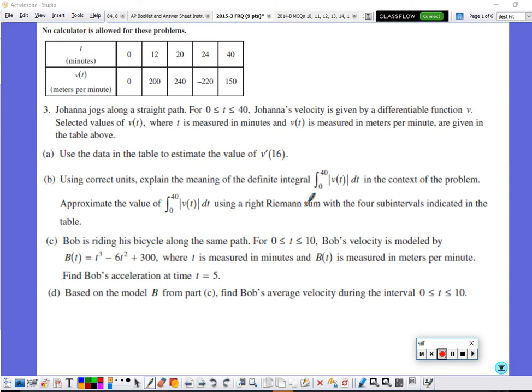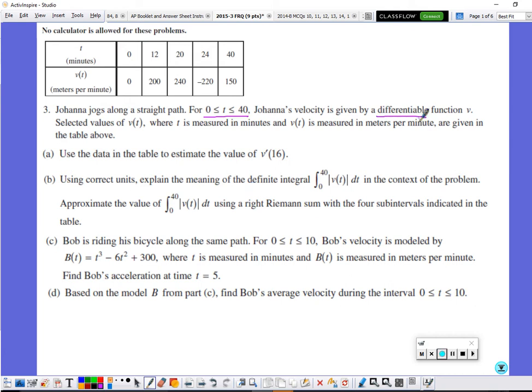Joanna jogs along a straight path. So really, in this class, that's how everything works. It's just always go back and forth, up and down. Nothing complicated. The time period is always worth noting. Her velocity is given by a differentiable function.